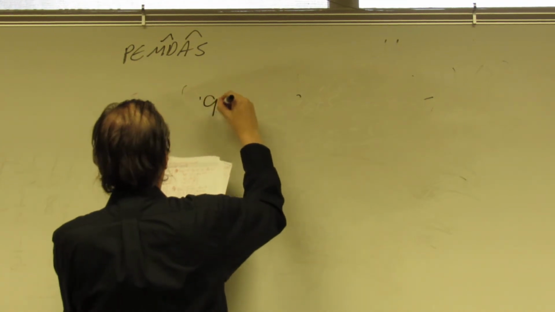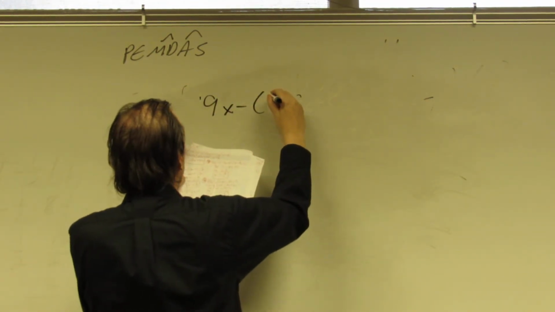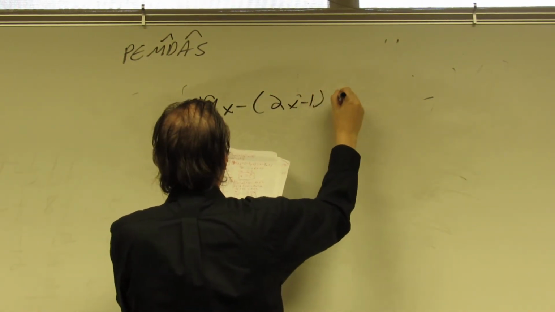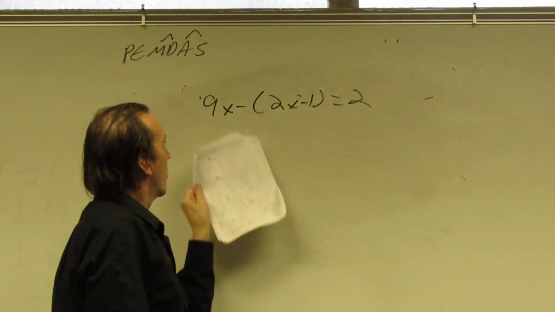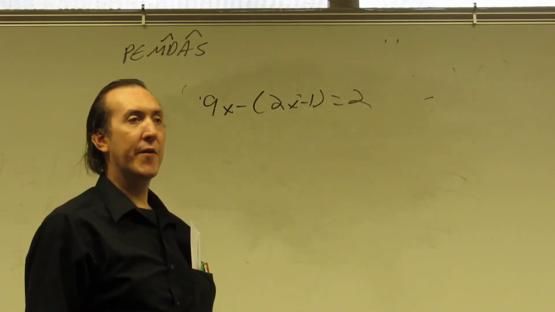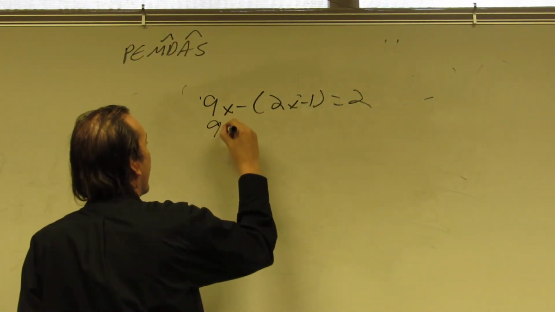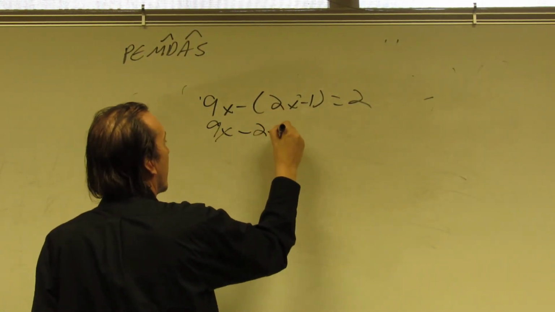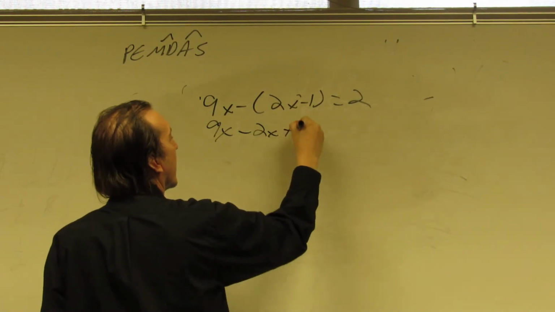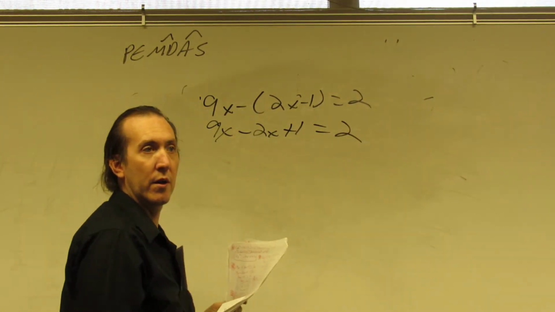Next we have 9x minus, in parentheses, 2x minus 1 equals 2. We have to distribute the negative. This is the part that a lot of people mess up because they don't change the sign of all these. So we have a 9x, this becomes minus 2x, this minus 1 becomes plus 1, equals 2.